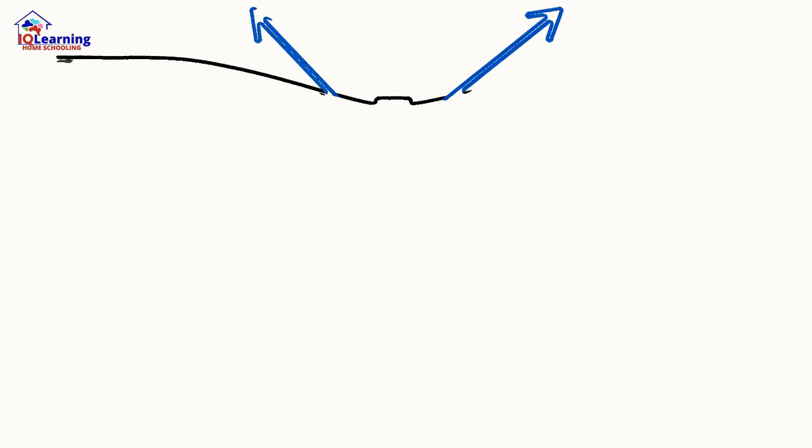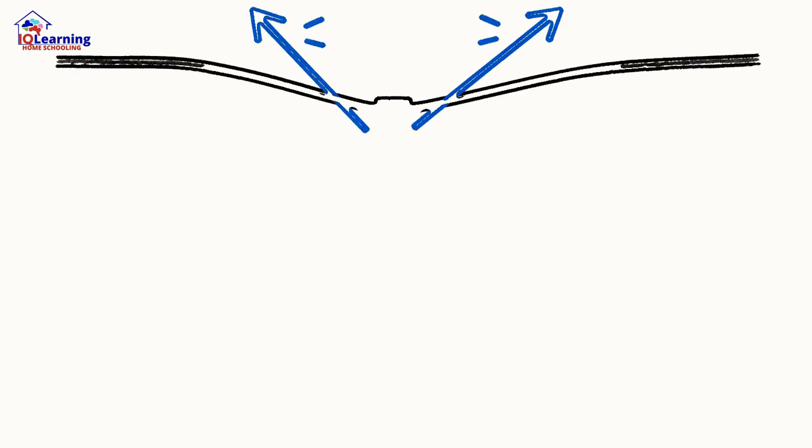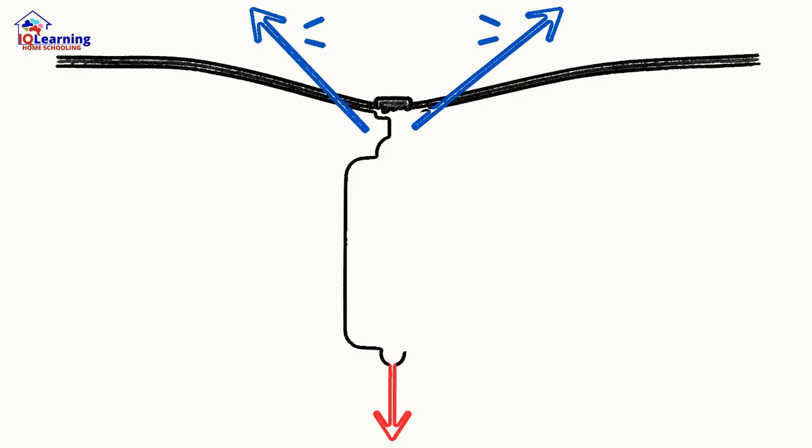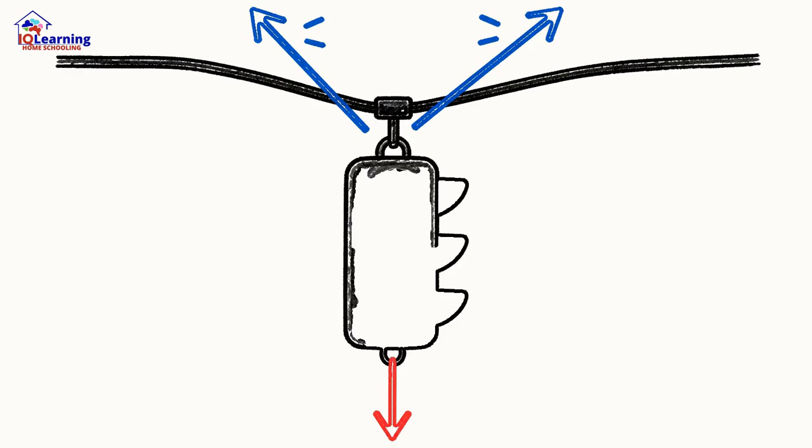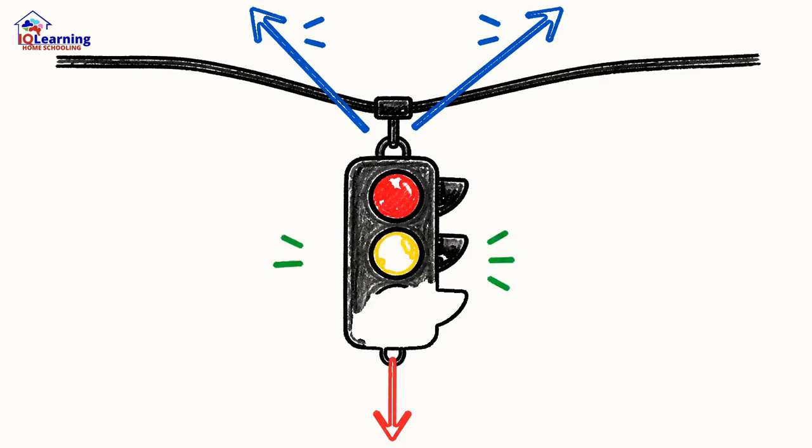This even works for things that don't move. A traffic light hanging from cables is in static equilibrium. It's a perfect stalemate. The upward pull from the tension in the cables exactly cancels out the downward pull of its own weight. All forces sum to zero.